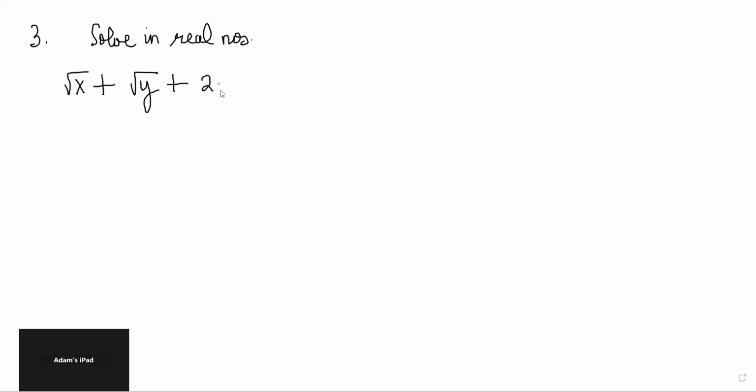Okay. The next question was which one? It says solve in real numbers the equation: square root of x plus square root of y plus 2 square root of z minus 2 plus the square root of v plus the square root of t equals x plus y plus z plus v plus t. Right. So this is the situation.